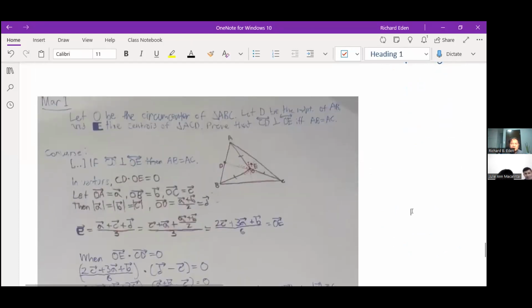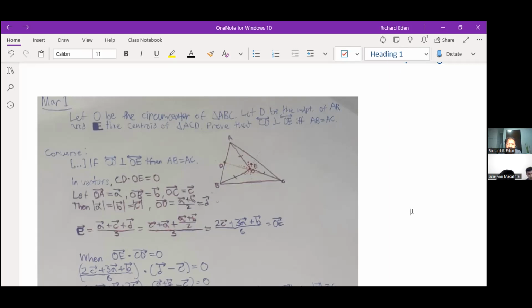O is the circumcenter of ABC. D is the midpoint of AB. E the centroid of ACD. Prove that CD is perpendicular to OE if and only if AB is equal to AC.